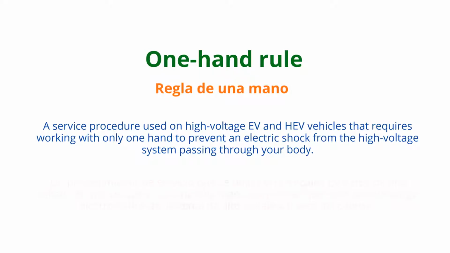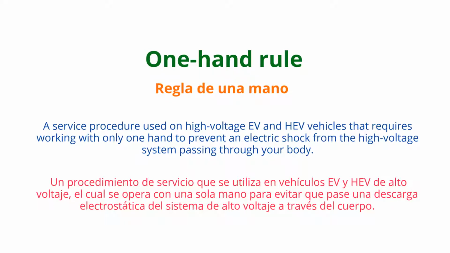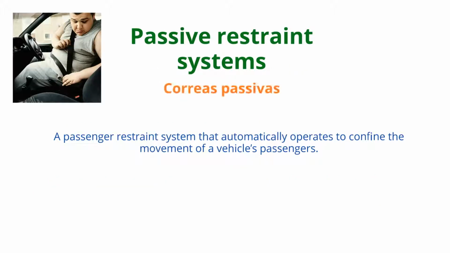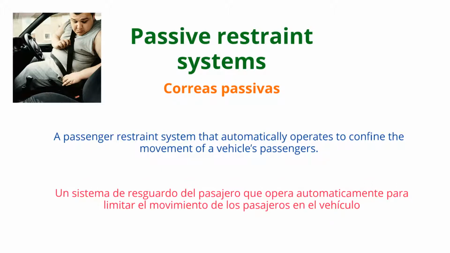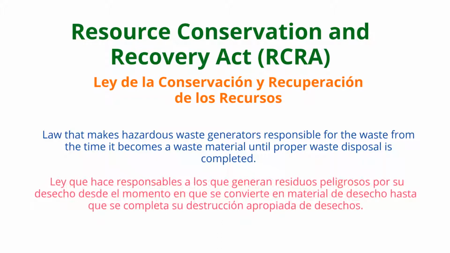The one-hand rule. The one-hand rule is a service procedure used on high-voltage EV and HEV vehicles that requires working with only one hand to prevent an electric shock from the high-voltage system passing through your body. Passive restraint systems. A passenger restraint system that automatically operates to confine the movement of a vehicle's passengers, such as a seatbelt. Resource Conservation and Recovery Act, or the RCRA.